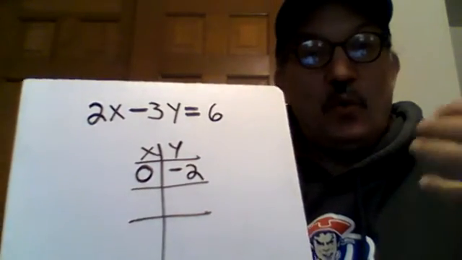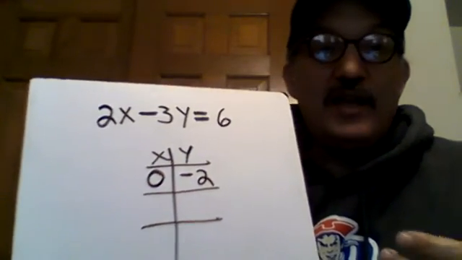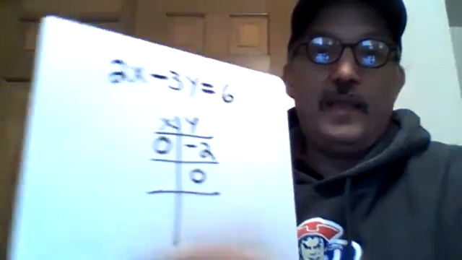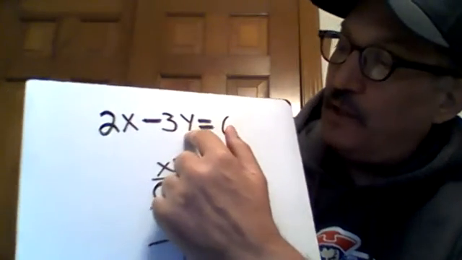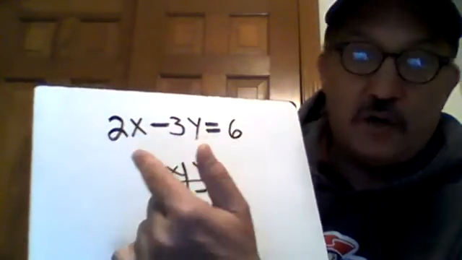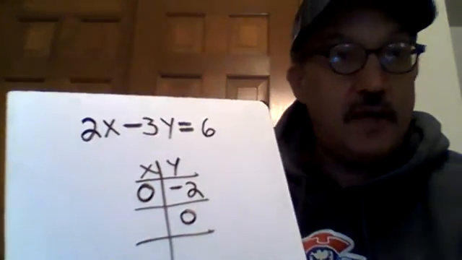And to find where this line crosses the x-axis: when you're on the x-axis, the y is 0. So we'll put a 0 in here for y and solve for x. Again, very easy to do mentally. If we put a 0 in for y, this second term will be 0, and we'll be left with simply 2x equals 6. So x is 3.